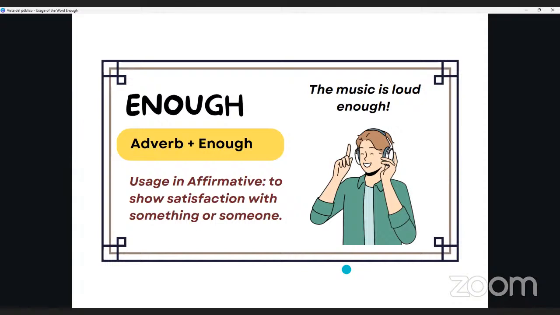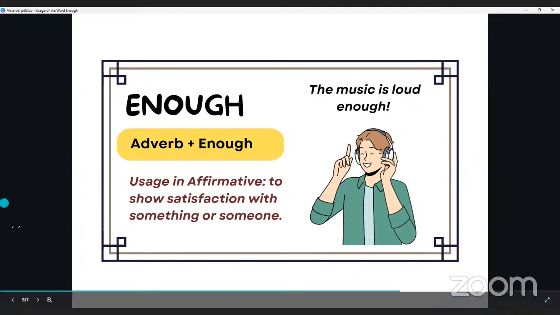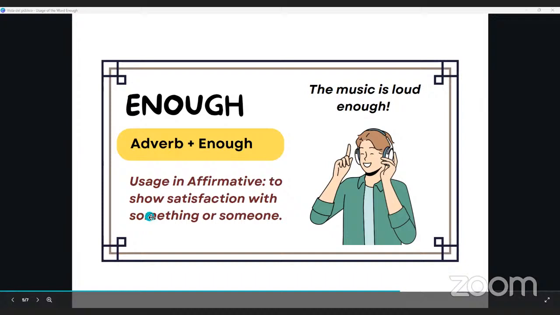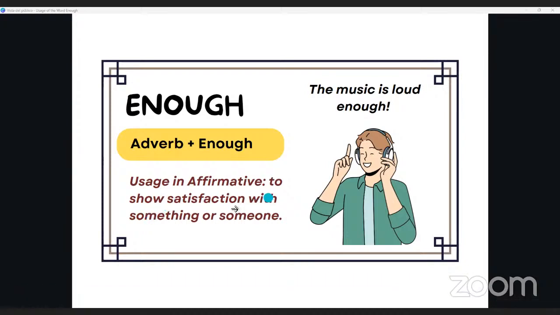Ya casi terminamos. So, Livni, could you help me with this one? Yes. Adverb plus enough. Usage in affirmative to show satisfaction with something or someone. The music is loud enough. Very, very good. Thank you, Livni. So, same thing as before. When we have an affirmative usage for the enough, it has a positive connotation. The music is loud enough.